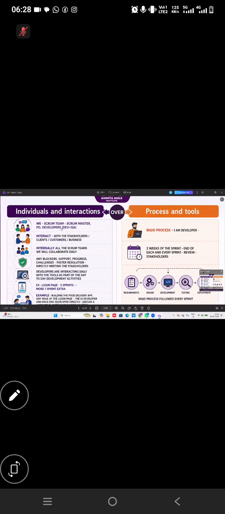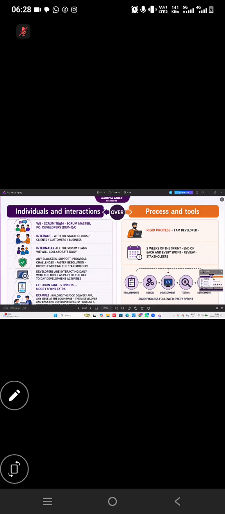So here, instead of relying on rigid, step-by-step execution, saying, "Hey, I'm going to work for the next 3 months, next 4 months on the login functionality," instead of working in silos, here in the Agile we give top priority to collaboration among the team members. We are the Scrum team. We are going to collaborate and interact with the stakeholders.